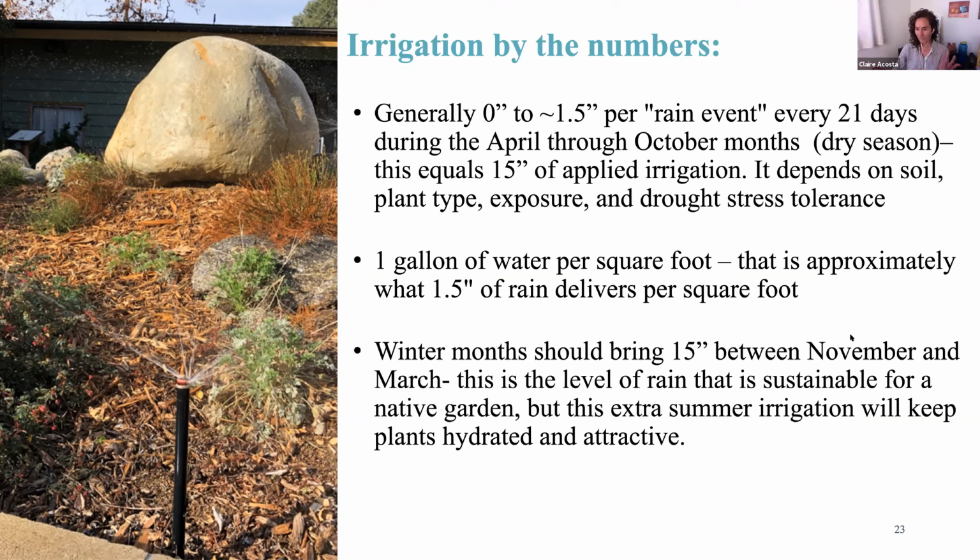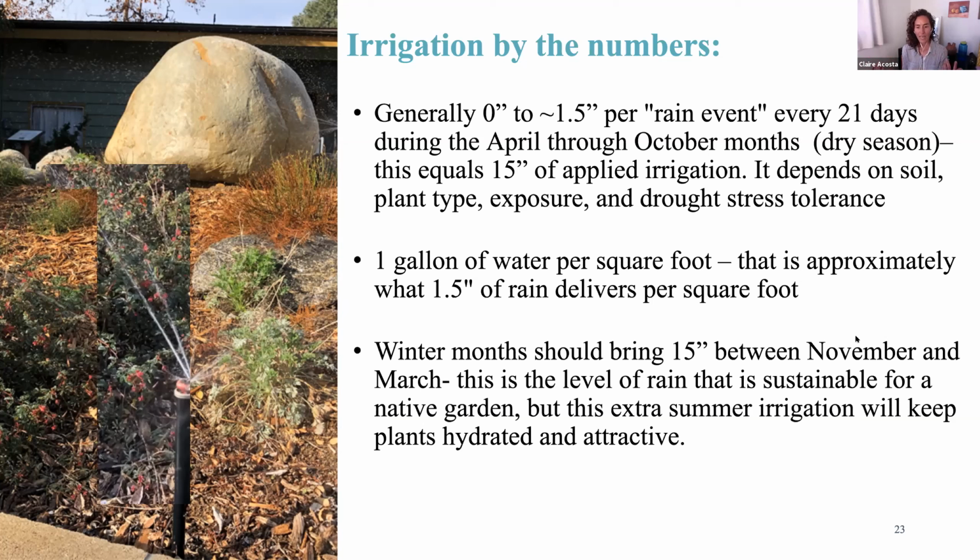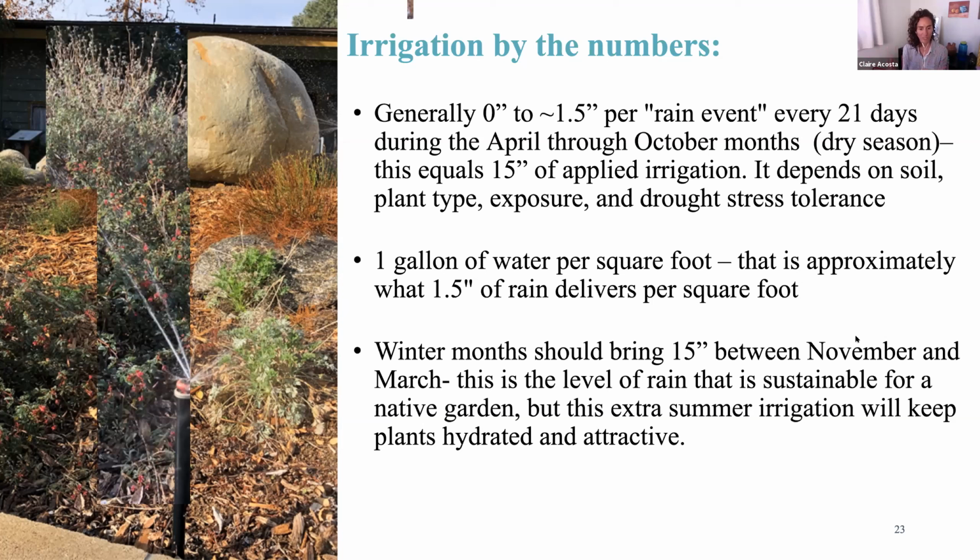I hope that kind of makes sense. Winter months should bring, okay, this is what I just talked about, about 15 inches between November and March, so our rainy season. And this is the level of rain that's sustainable for a native garden, but the extra summer irrigation will keep them hydrated and, I think, attractive to folks that want that look.